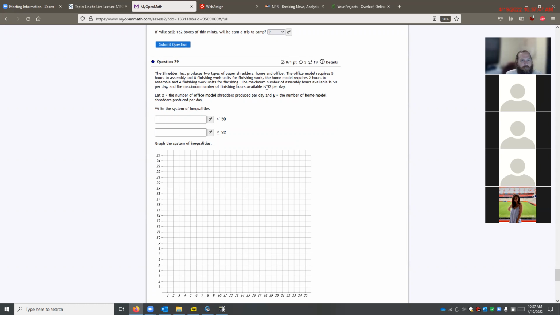So I think one of the problems here is that the language is very verbose. 8 finishing work units, think of those as finishing hours, right? I think the man who typeset these is a Frenchman, and I think perhaps his use of the English language here is a little awkward. Well, let me try to transcribe the important information. 2 shredders, home and office. We'll let X be the number of office shredders and Y be the number of home shredders.